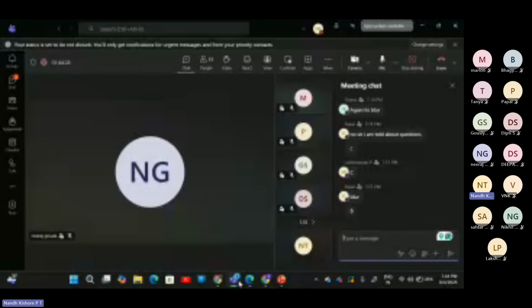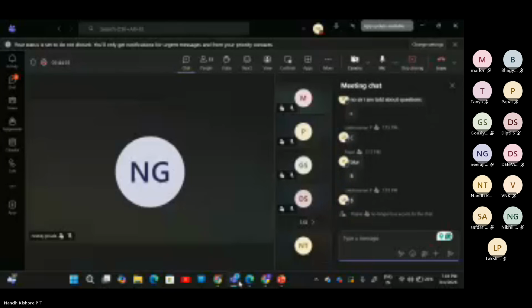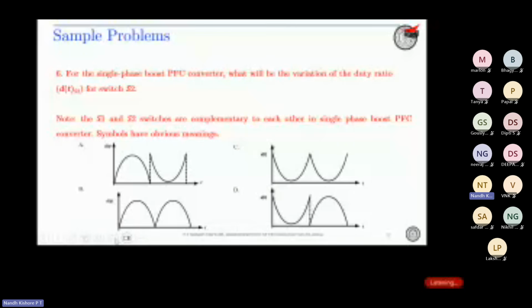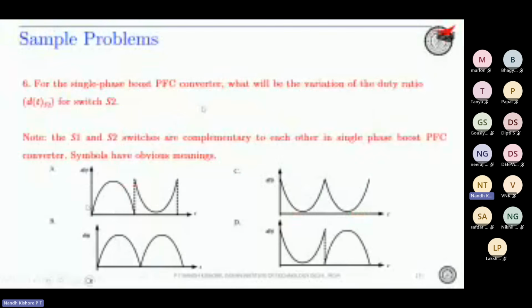Yeah, you're correct. The option is B. Why? Because this is a complementary device. If you know the variation of S1, 1 minus that is going to be your S2, correct? So 1 minus DS1 would be DS2. Or in other terms, the duty for this device would be directly mod of Vm sin omega t by V naught. Because mod of Vm sin omega t is a rectified sine wave, the duty for S2 would also be a rectified sine wave.